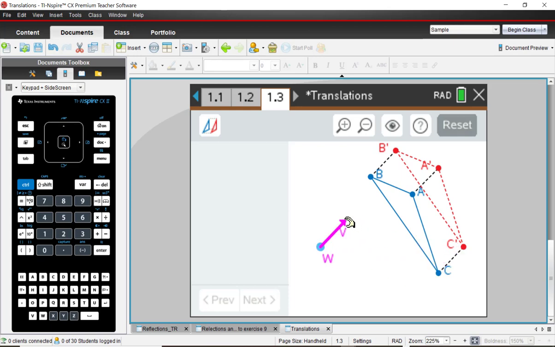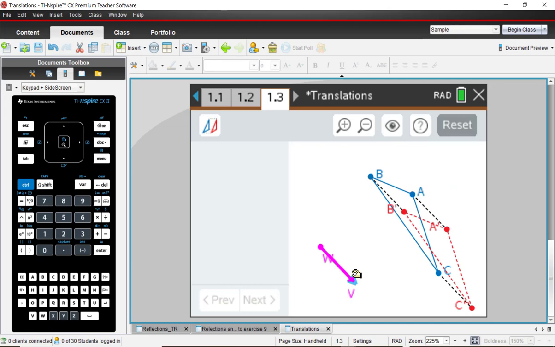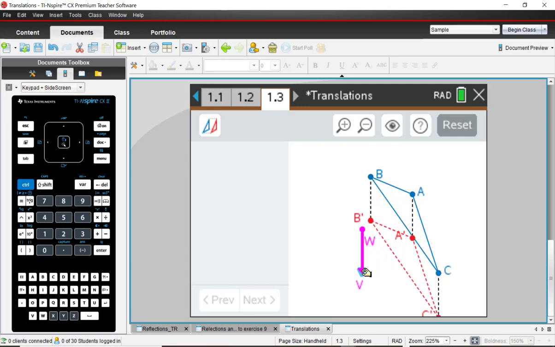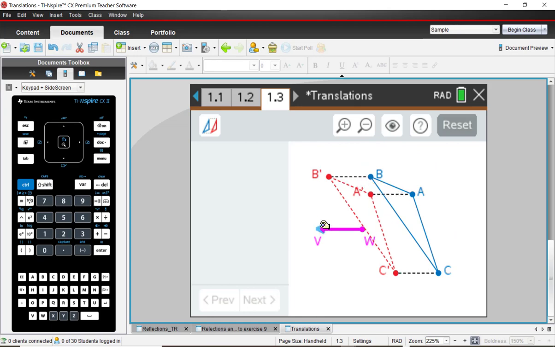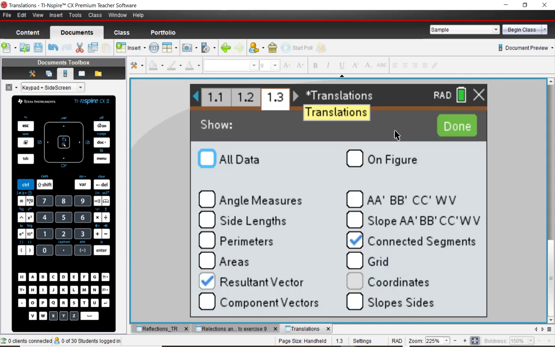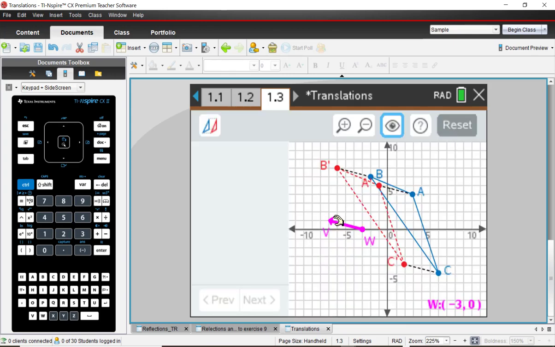But if I pull V and change the direction here, notice that it still seems to be the case. And pull it down there and around and so on. So you can go ahead and play, but it seems that that is the case for these. We could even go ahead and add a grid. So I'll go down to the menu, the eye, and click on the grid, turn the grid on, and click Done. And again, you can see that this holds true even on a grid.